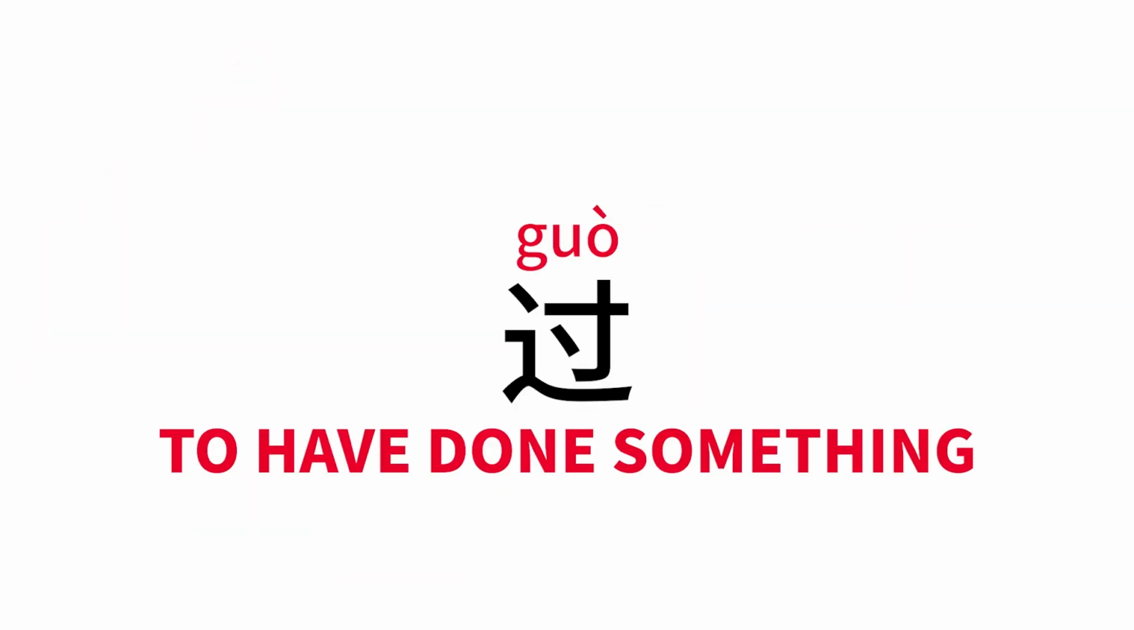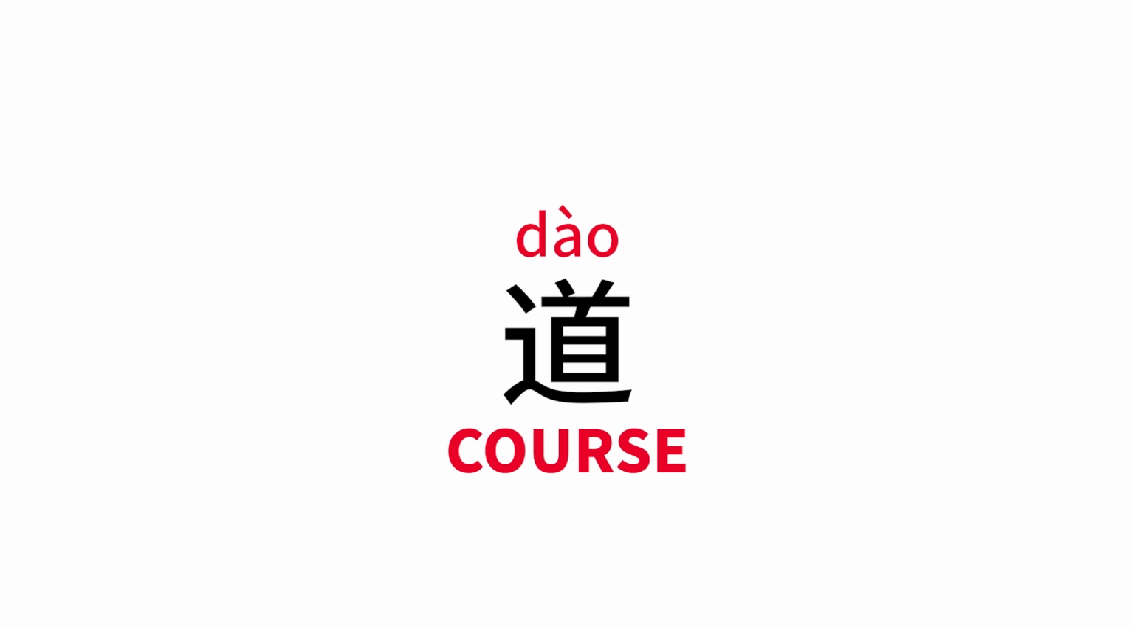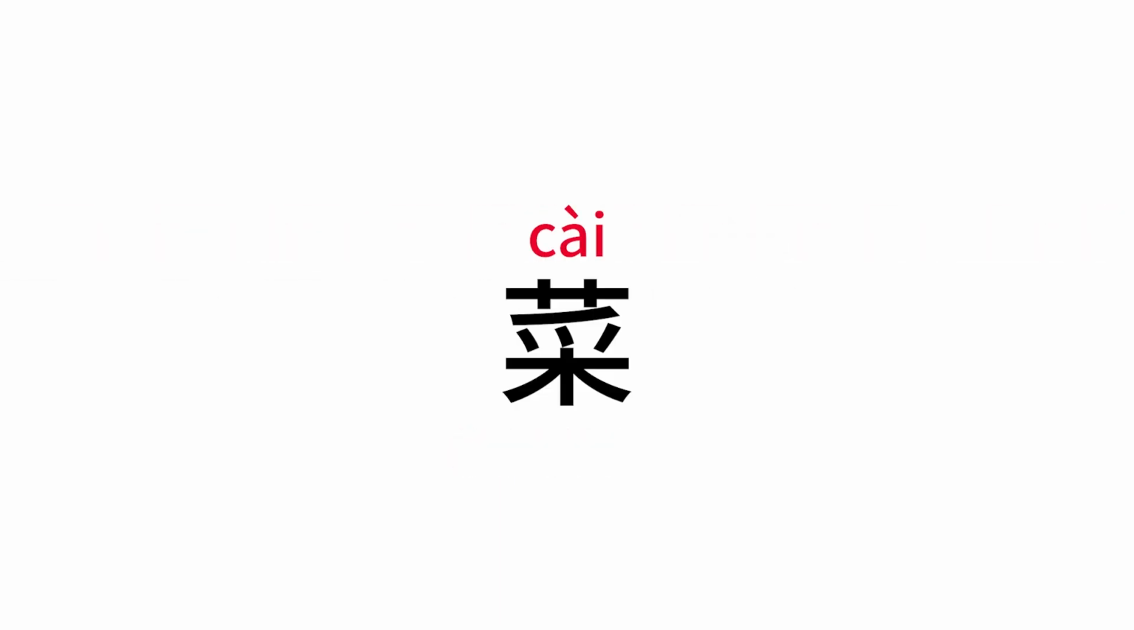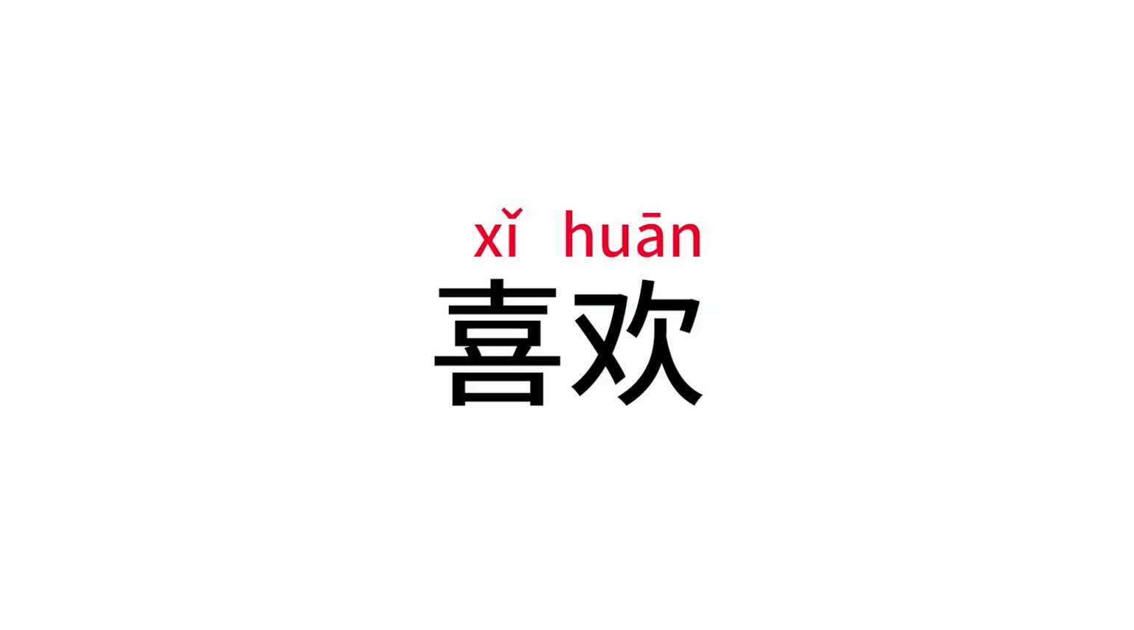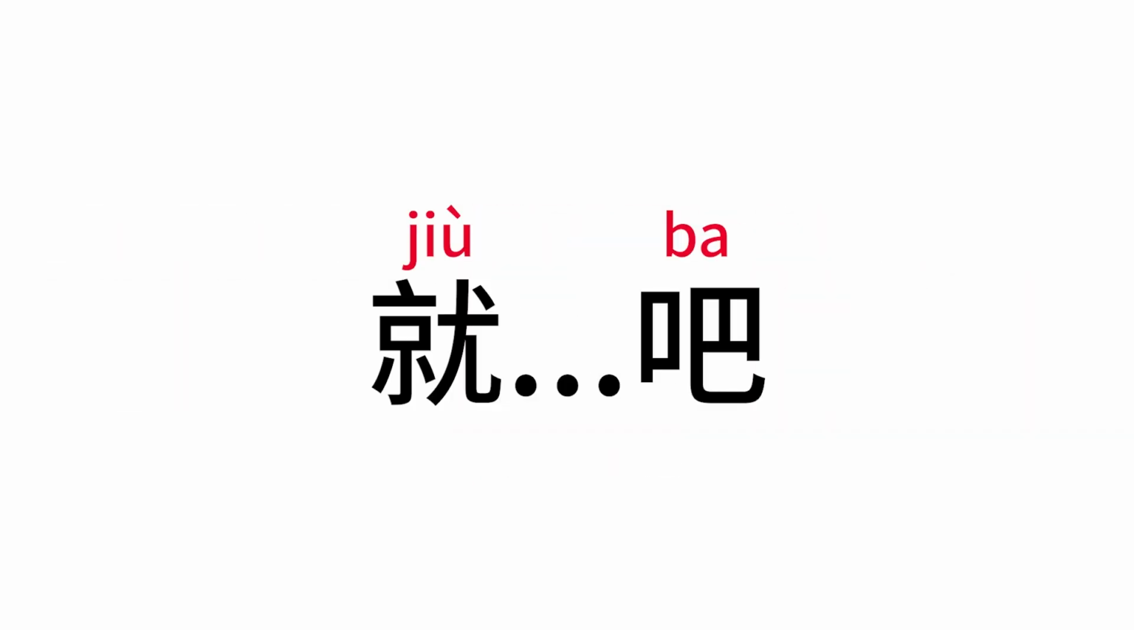Now, here's a vocabulary recap. 过: to have done something. 没: not. 道: course. 菜: dish. 都: all or the whole. 喜欢: to like. 就…吧: then let's.